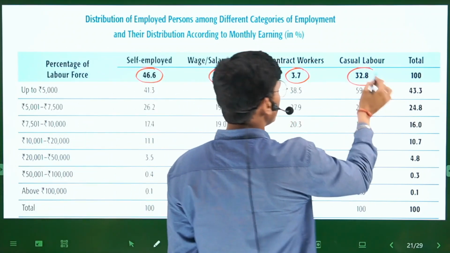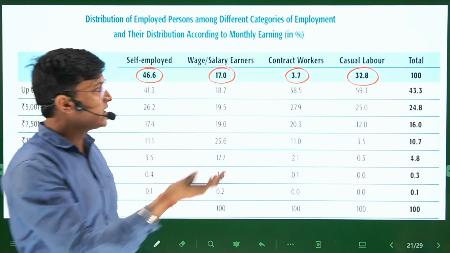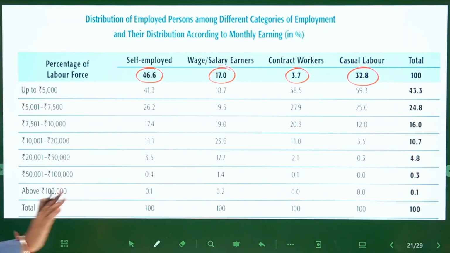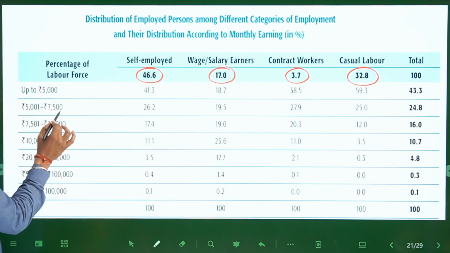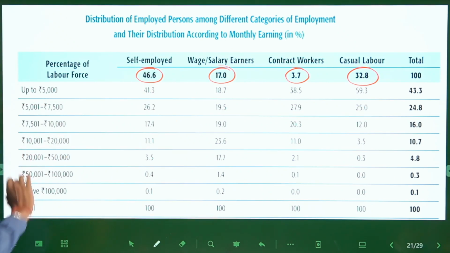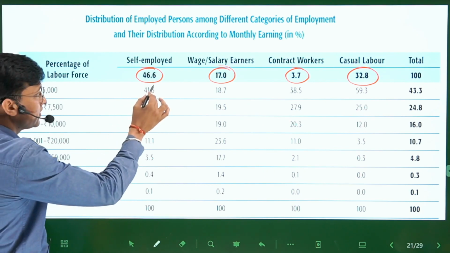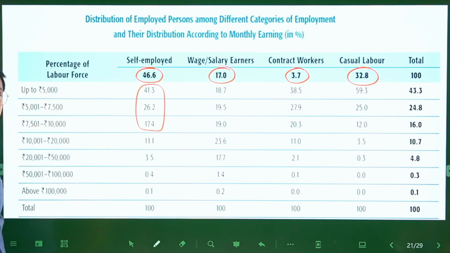And casual labor means unskilled labor, who work daily and earn daily, they are 32.8%, approximately 33%. What is their earning? Let me tell you. It is up to 5,000, 5,000 to 7,500, 7,500 to 10,000. Self-employed people, if you see, more than 85% of the self-employed people are in this group. That means they are not earning more than 10,000 a month.